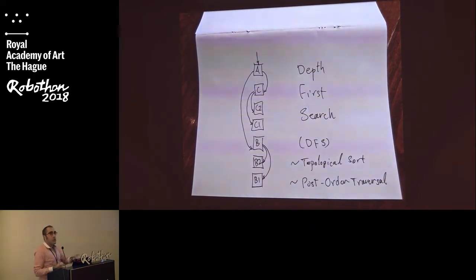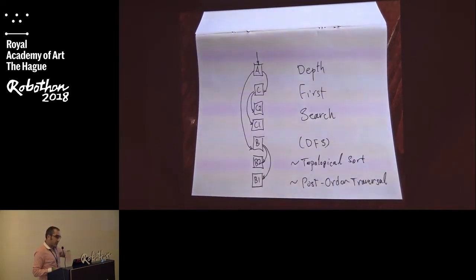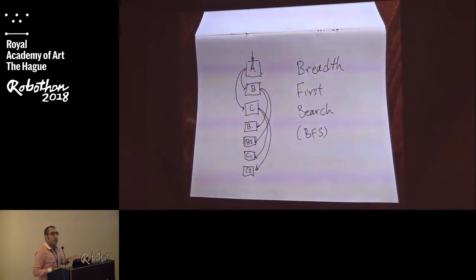That's not the only way you can do it. That's how currently fontTools does it. But a different order is instead of going, so that order essentially went from A to B, from B to B1, then B2, then back up to C, C1, C2. Another ordering is to say, okay, let's just serialize everyone at the first level, then the second level, then the third level. That becomes something called the breadth-first search.